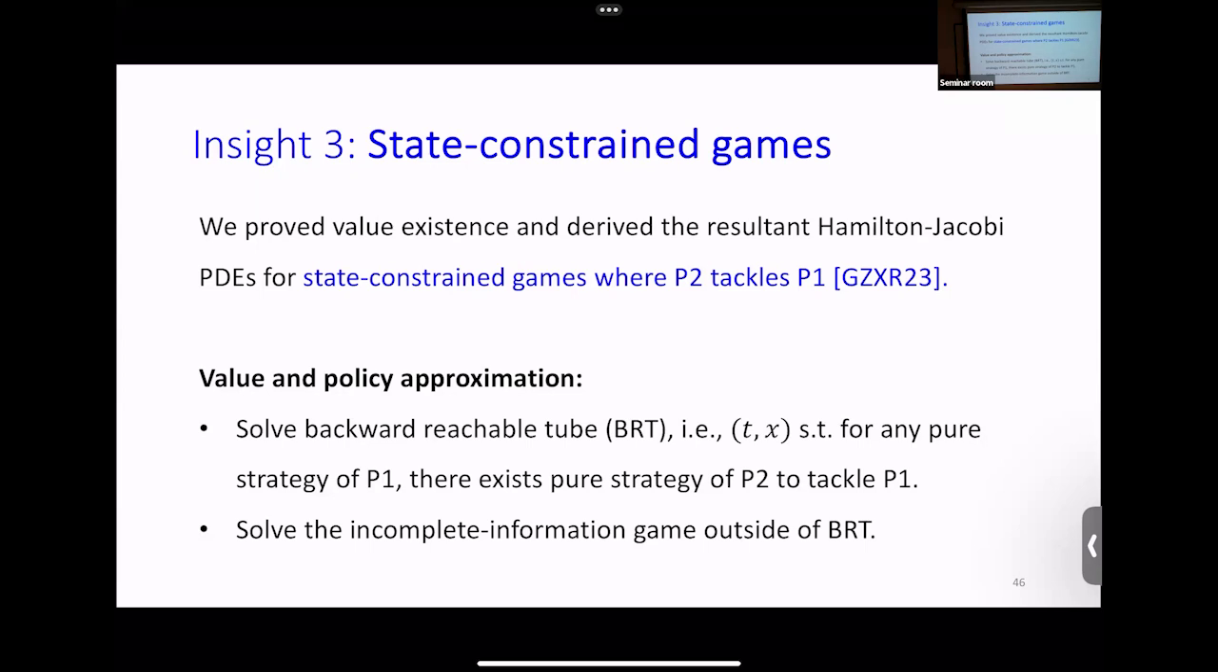Okay, and then with this information, you can now solve the game outside of that region, taking into account the fact that you don't want to get into the region as player 1. So that puts a sort of action constraint at each time and state in the space so that you don't get into that region, because if you get in there, player 2 will tackle you.